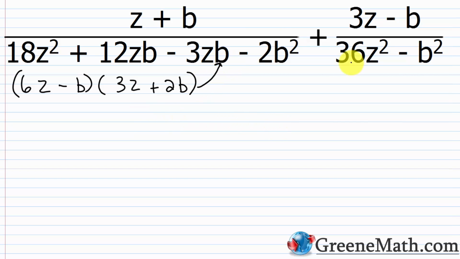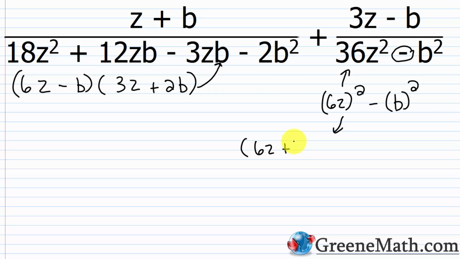Now, when I look at 36z squared minus b squared, what do you notice? You've got 2 terms here, and you've got a subtraction sign. If you see that, and you've got some squared things, you might want to think about the difference of 2 squares. Again, they're going to throw that at you all the time. 36 is a perfect square. It's 6 times 6. Z squared is z times z. B squared is b times b. So really what this is is 6z squared minus b squared. So this factors into 6z plus b times 6z minus b.